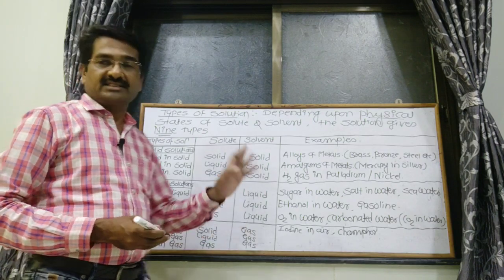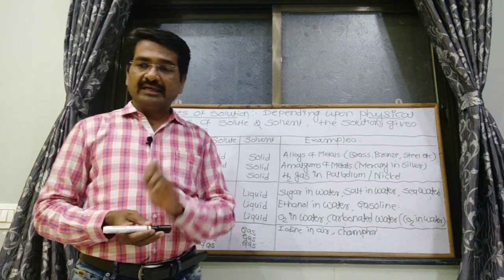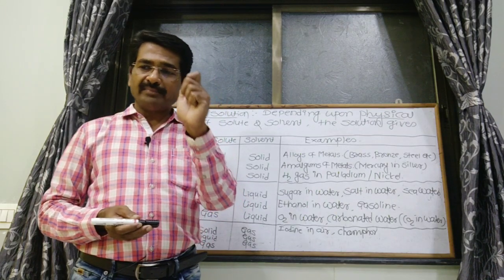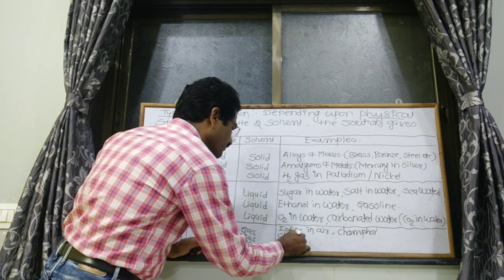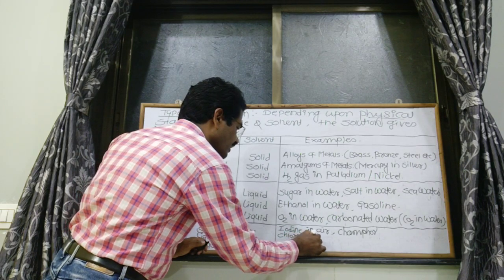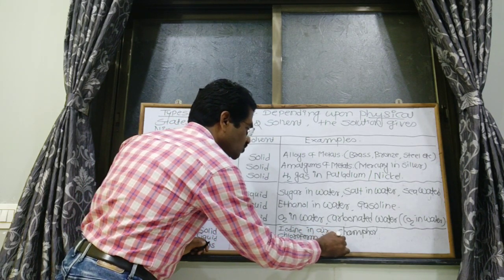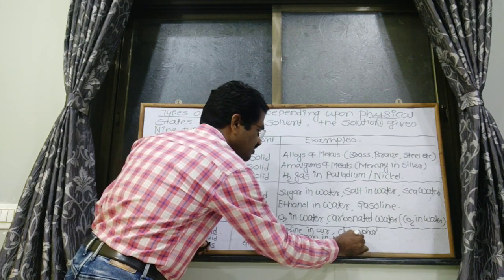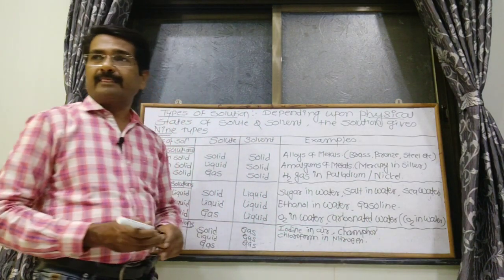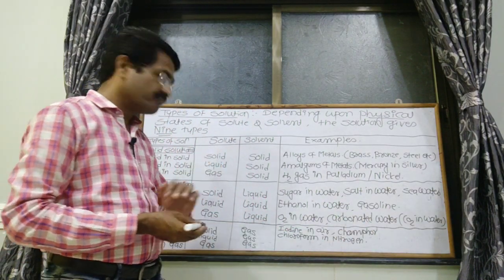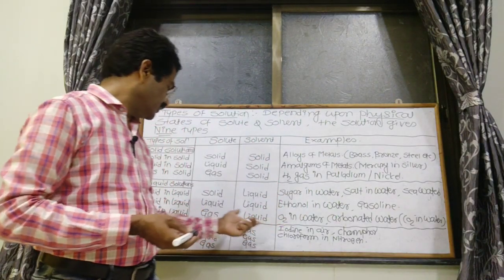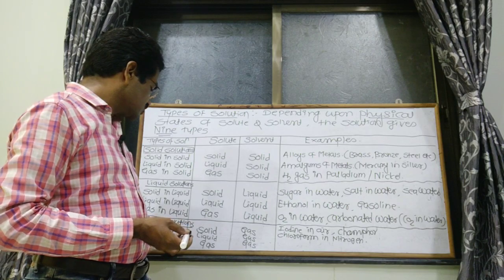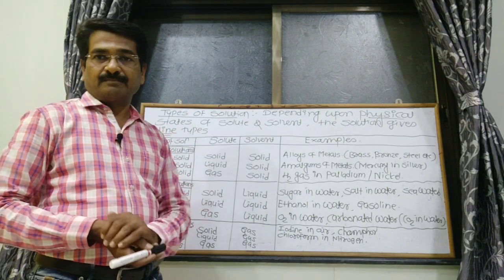Then liquid in gas. Very simple: chloroform in nitrogen. The mixture of chloroform and nitrogen, in which chloroform is in liquid form and nitrogen is in gaseous form. So the solution formed is called liquid in gas.